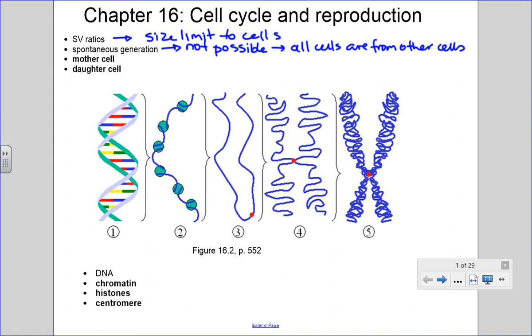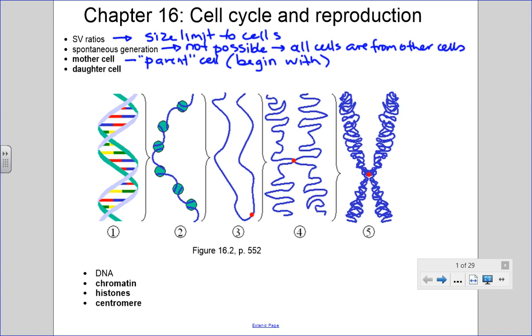So when we talk about cells copying themselves, cells reproducing, there are 2 vocabulary words that you need to know. Mother cell, we would call this the parent cell. This is the cell that starts the cycle. So it's the one that you begin with. It is the cell that is going to go through some steps and reproduce itself, make a copy of itself.